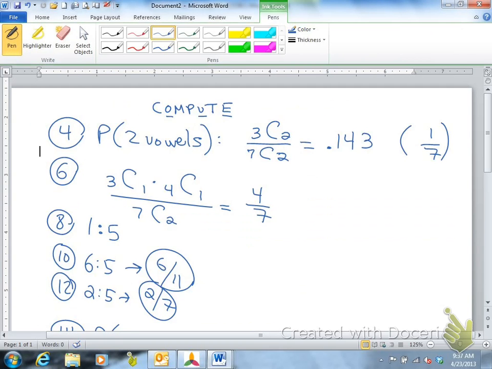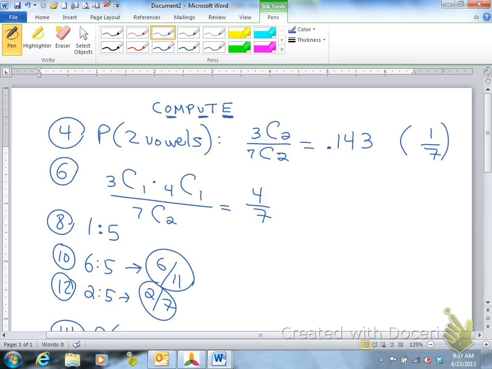Number 4, probability of picking two vowels from the word compute. Vowels would be the E, the U, and the O. And you have 3 of them. You're picking 2. Doesn't matter what order you pick them. Anytime you pick a group of objects, like 2 vowels, then you want to use combinations. So you have 3 choose 2 divided by 7 choose 2. When you type that in your calculator, you get 0.143, which is equivalent to 1/7.